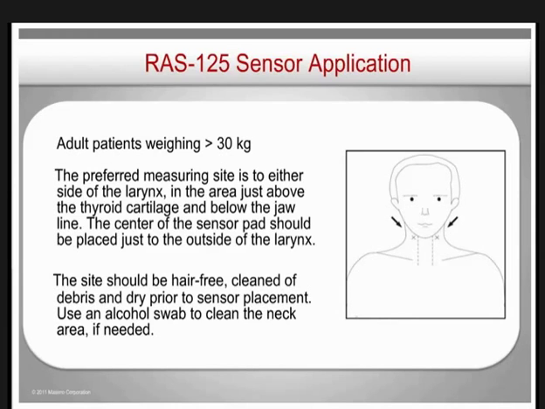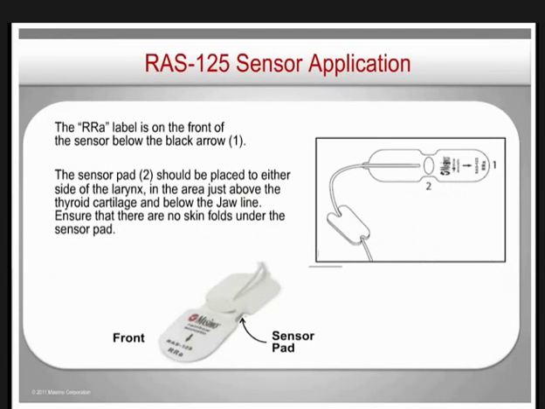Site should be hair-free, cleaned of debris, and dry prior to sensor placement. Use an alcohol swab to clean the neck area if needed. Caution: before using the sensor, ensure that it is physically intact with no broken or frayed wires or damaged parts. The RRa label is on the front of the sensor below the black arrow.